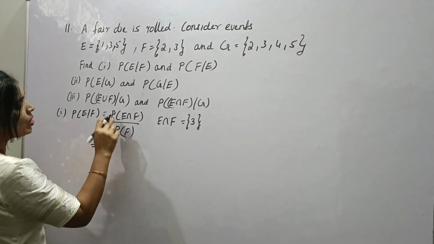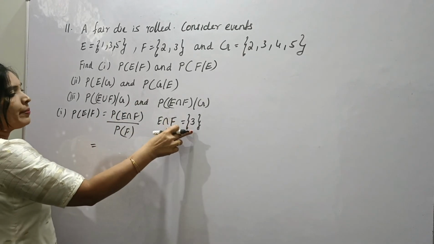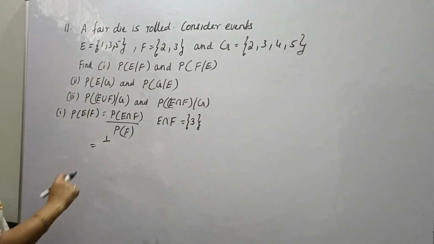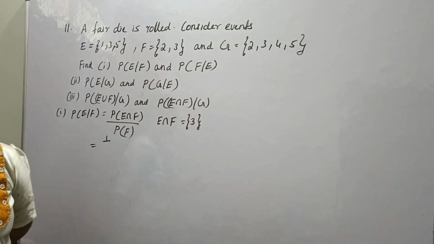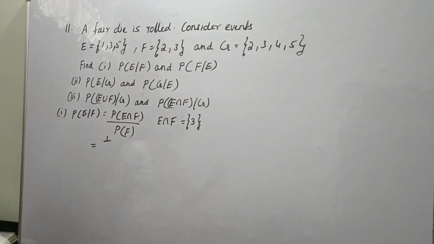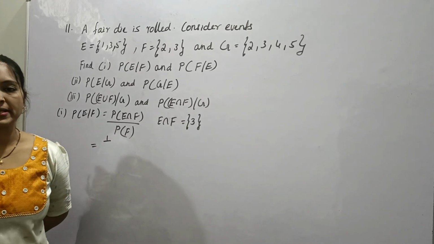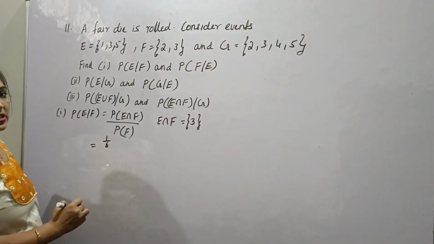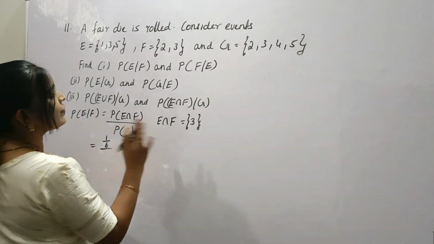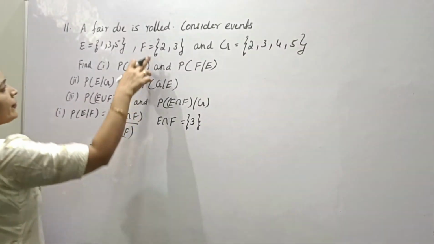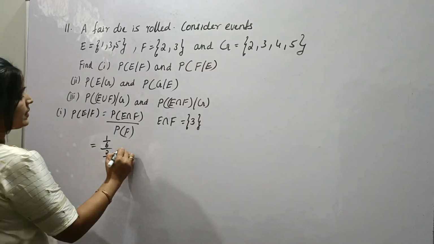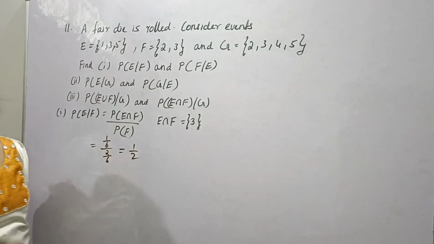Probability of E intersection F is the number of elements in E intersection F, which is 1, divided by the number of elements in the sample space. What is the sample space? The experiment is a fair die rolled, so the sample space is 1, 2, 3, 4, 5, 6, right? So the number of elements in the sample space is 6, divided by probability of F. Probability of F is the number of elements in F, that is 2, divided by the number of elements in the sample space, 6, that is equal to 1 by 2.